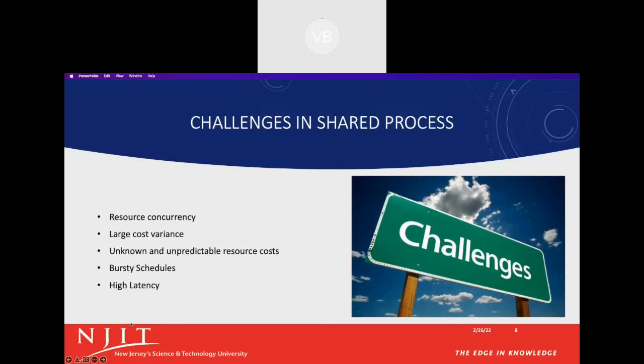So there are various challenges which occur in shared processes, especially in a multi-tenant setup. A few of the challenges are listed here: resource concurrency, large cost variance, unknown and unpredictable resource cost, bursty schedules, high latency.